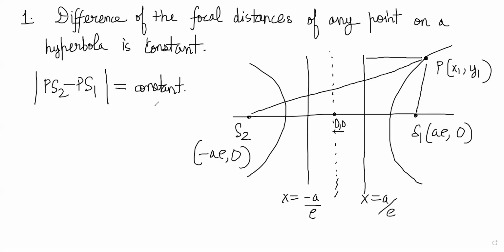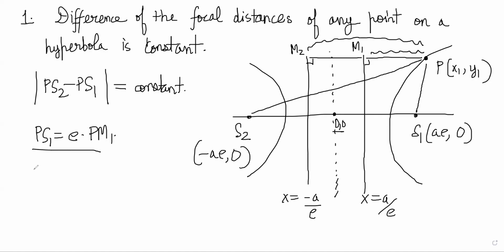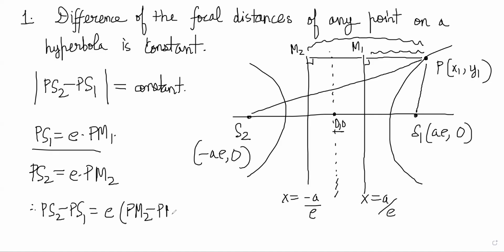Okay. So by the property of the hyperbola, PS1 would be E times PM1. This distance is PM1. And also this distance is PM2. The same perpendicular, right? So this much is PM2 and this much is PM1, right? Now PS1 is equal to E times PM1 by definition. Similarly, PS2 is E times PM2 by definition of a hyperbola. Therefore, PS2 minus PS1 is equal to E times PM2 minus PM1.